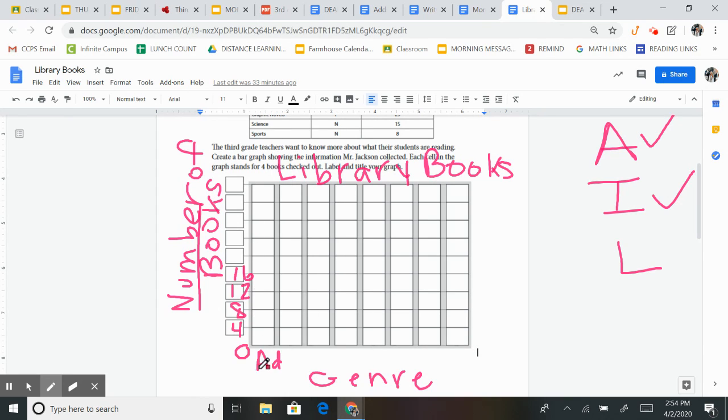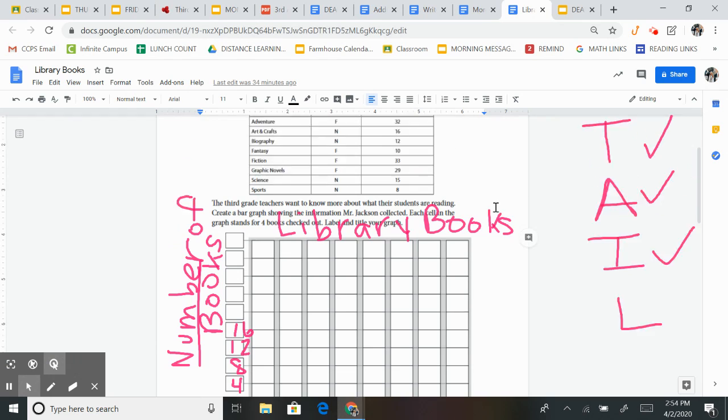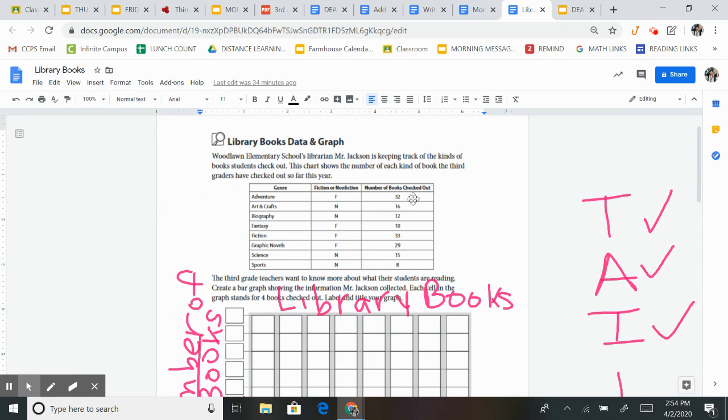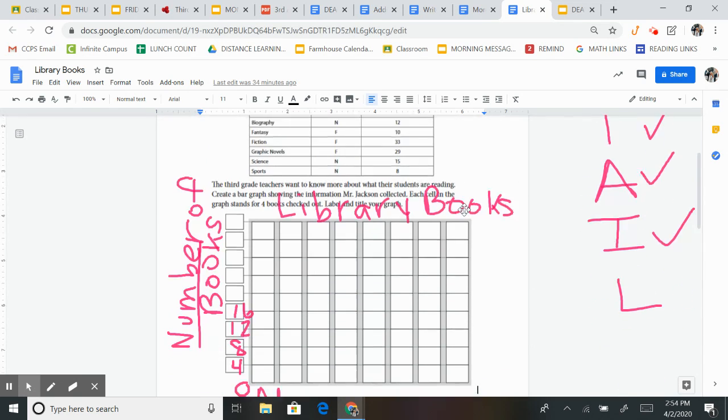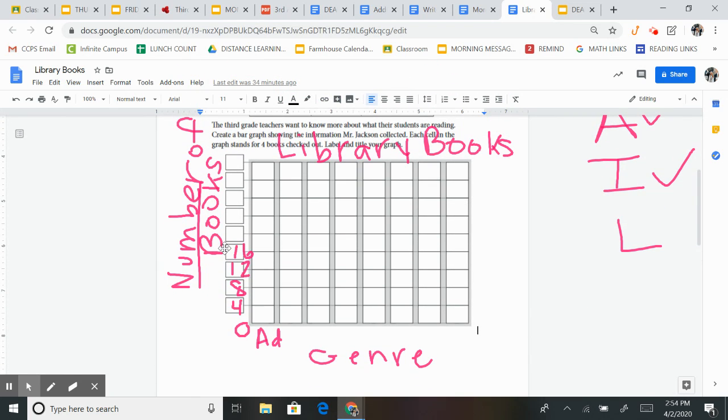Now, looking at our adventure bar, we're going to think about, okay, how many books did they check out for the adventure series? Wow, they checked out 32 books. So we're going to have to finish filling out this here. So 16 plus 4 more is 20, plus 4 more is 24, plus 4 more is 28, plus 4 more is 32, plus 4 more is 36.